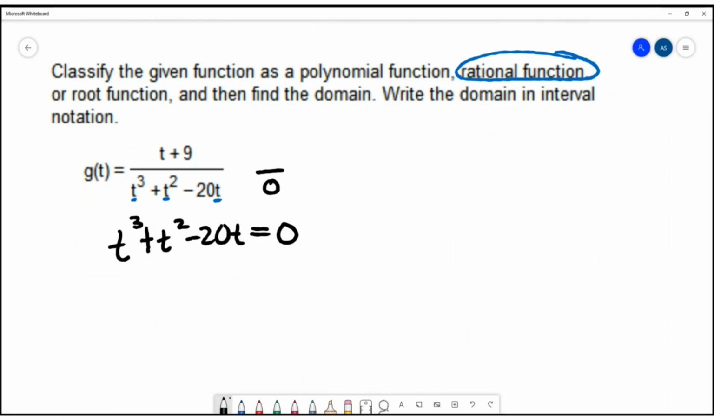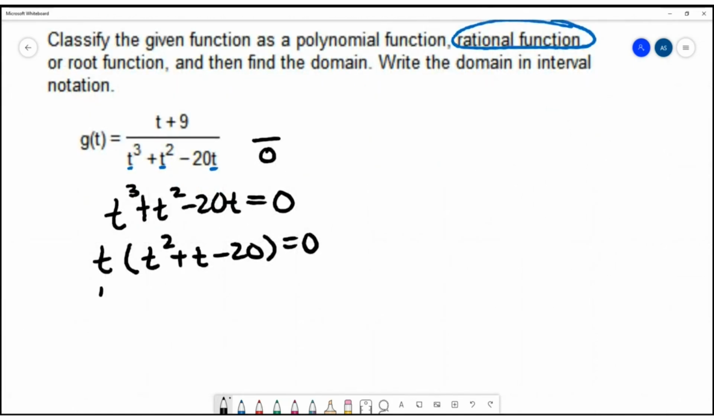Now this equation, t cubed plus t squared minus 20t equals 0, is a polynomial equation, and we're solving it using factoring. We start by factoring the greatest common factor. All of the terms have t. Factor t out, and that would be t squared plus t minus 20. And we want to try to factor more. T squared plus t minus 20.